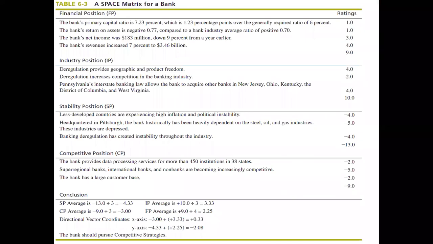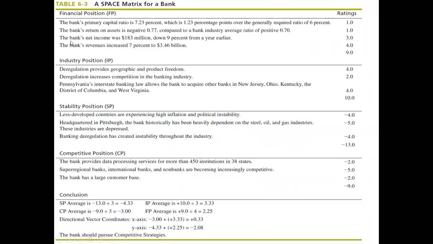Now, let's look at how these calculations are technically done. We are taking the example of a bank. The financial position of the bank is calculated by these 4 points. The first point is the bank's primary capital ratio is 7.23%, which is 1.23% points over the generally required ratio of 6%. The second is the bank's return on assets is negative 0.77 compared to the bank industry average ratio of positive 0.70.